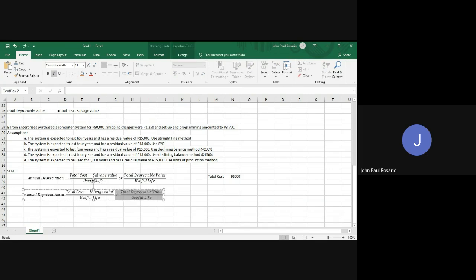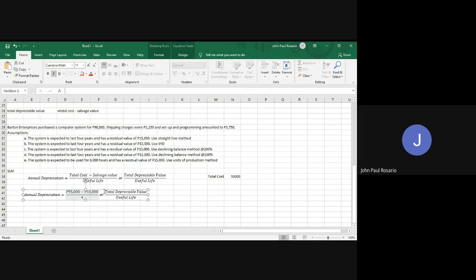So 95,000. And our salvage value or residual value amounts to 15,000, while our useful life is 4 years.